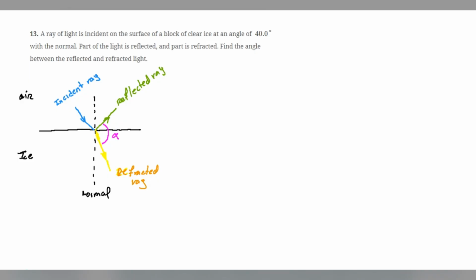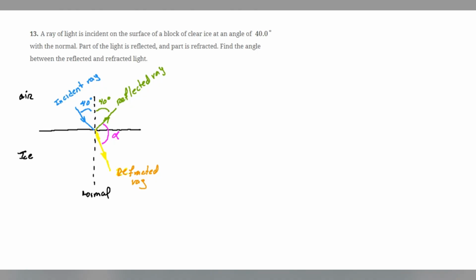Now, what do we know? We know that the incident angle is 40 degrees. So if the incident angle is 40 degrees, then we know that the angle of reflection is also 40 degrees, because the incident angle and the reflected angle, or the angle of reflection, is the same.